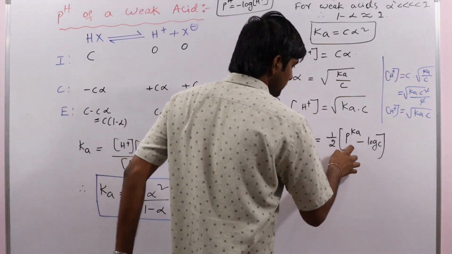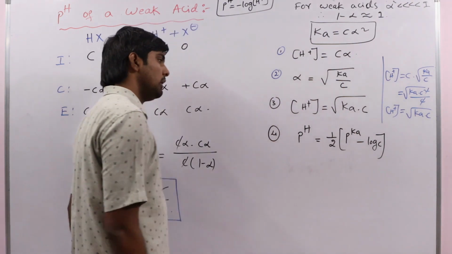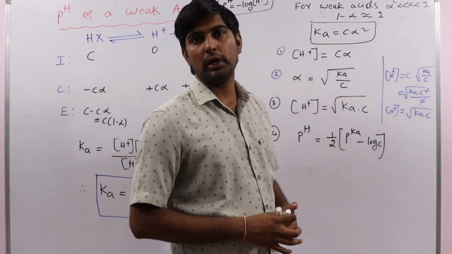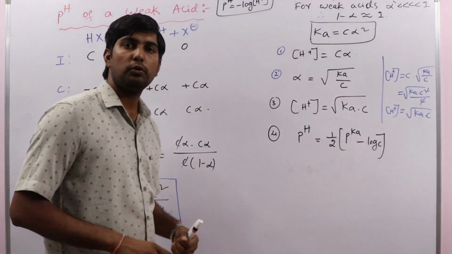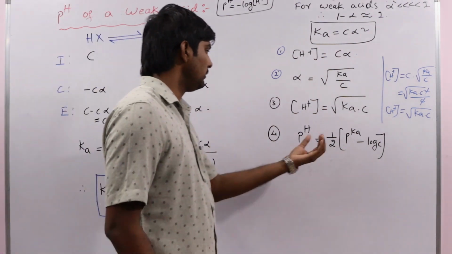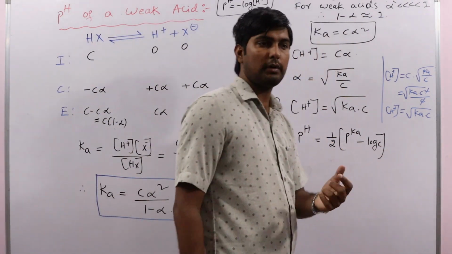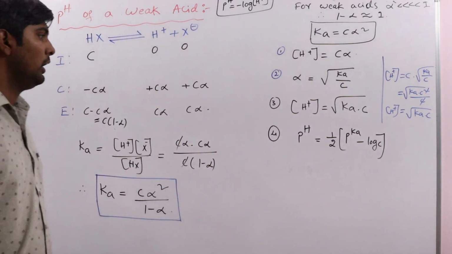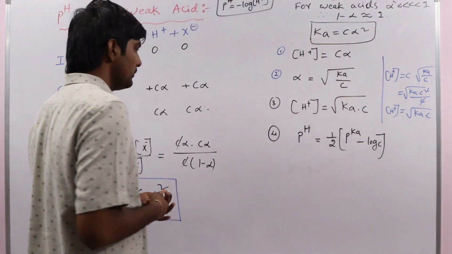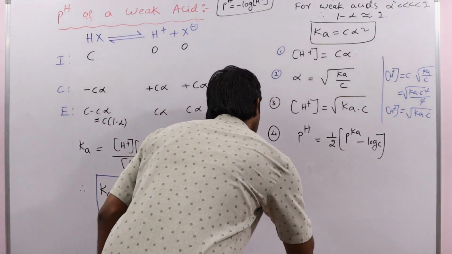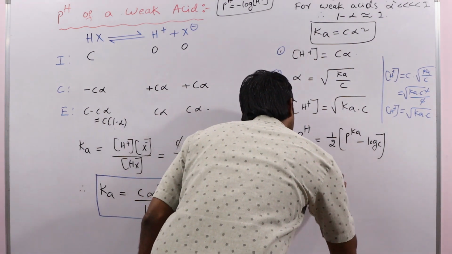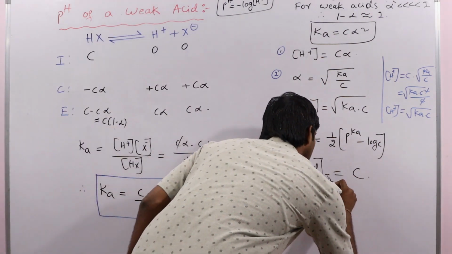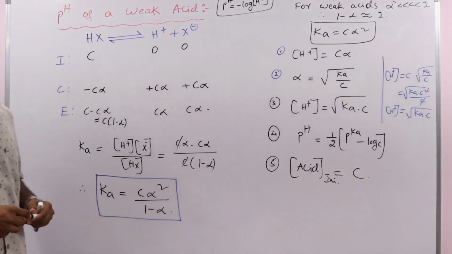So here Ka they will provide, or directly they will provide pKa in the examination. If they have provided only Ka, how can we calculate pKa? pKa equal to minus log Ka. So here we have to substitute C value. What is C? Remember that, what is C? Initial concentration of the acid. Initial concentration of acid is equal to C.